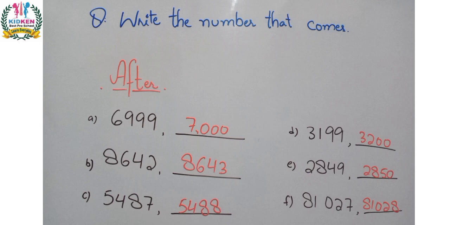Part B is 4642. So our last two digits are 42. So simply we can add 1. So our solution is 43. So simply we can write 8643.